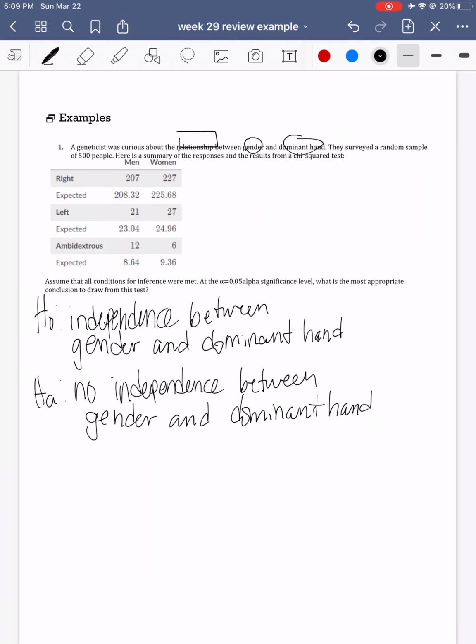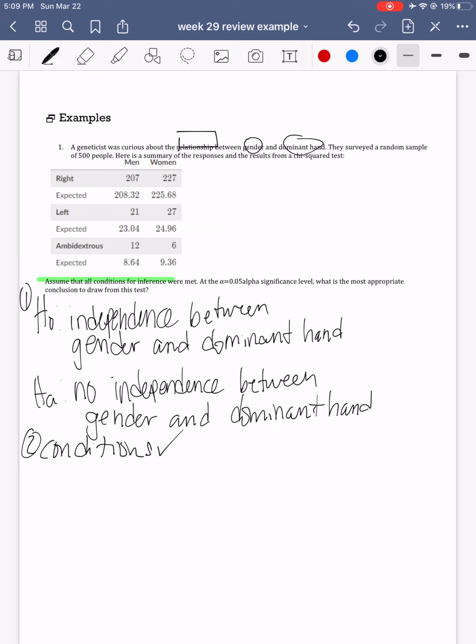Okay, so now that's my first step. My second step is to test my conditions. However, they say right here that my conditions for inference have been met. So I am good to go with my second step. So I'm just going to write conditions. We're good to go there.